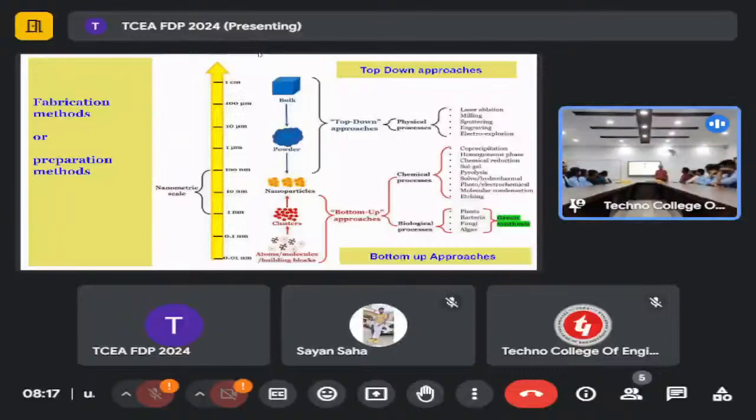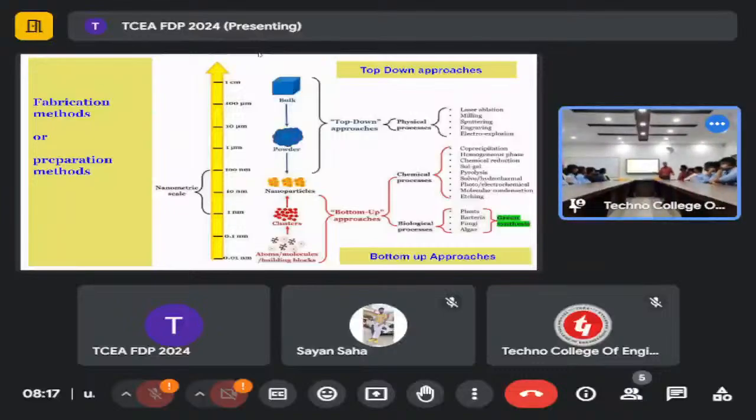Bottom-up approach means we do construction of a building brick by brick, right? So we may prepare the nanoparticles by joining atom by atom. This is what is known as bottom-up approach. Means from the very bottom we structure the nanoparticles atom by atom.